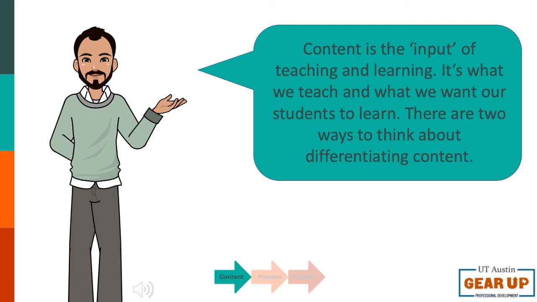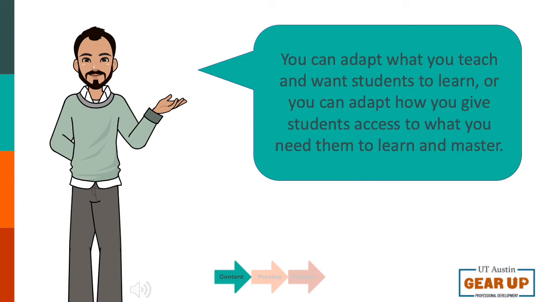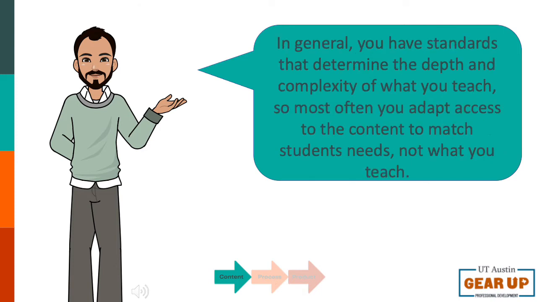Content is the input of teaching and learning. It's what we teach and what we want our students to learn. There are two ways to think about differentiating content. You can adapt what you teach and want students to learn, or you can adapt how you give students access to what you need them to learn and master. In general, you have standards that determine the depth and complexity of what you teach, so often you adapt access to the content to match students' needs, not what you teach.